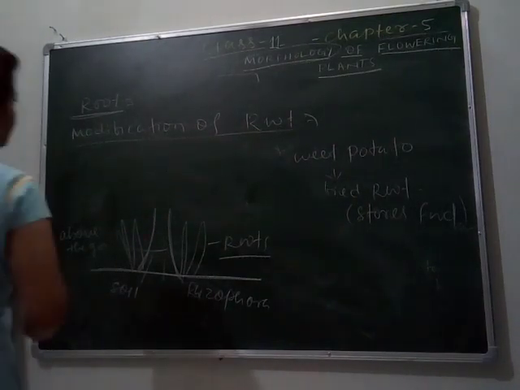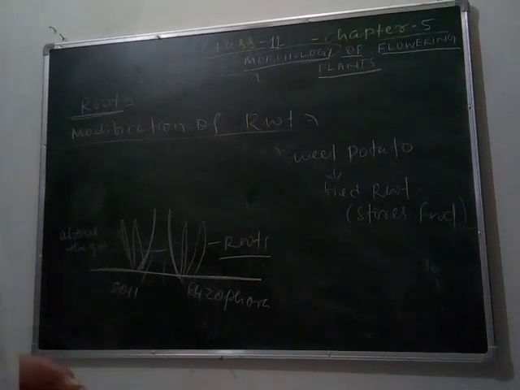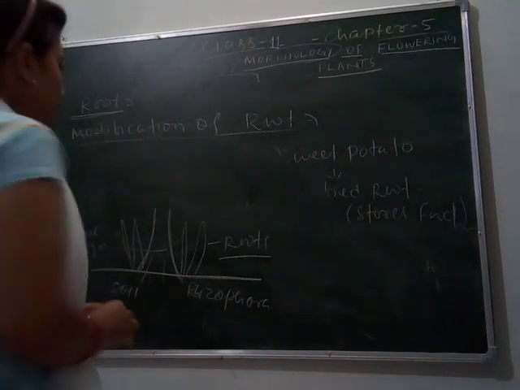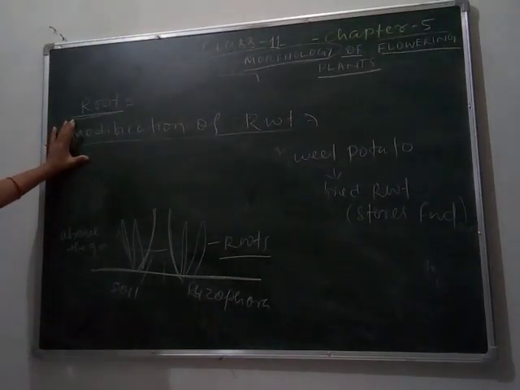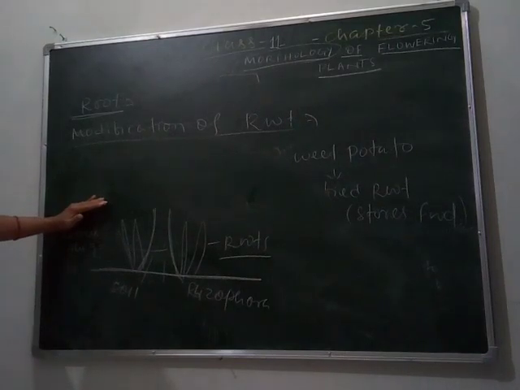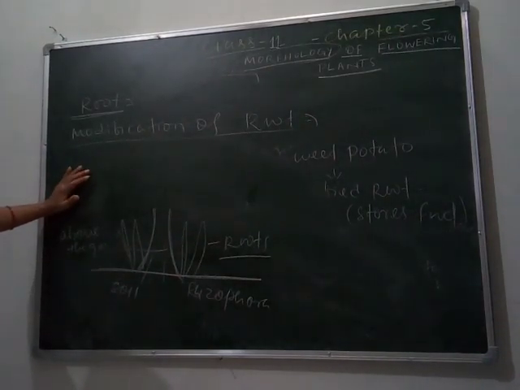Next topic is root modified for storing food. Here we have studied that root modification is done for storing food, for respiration, and for giving support, like in the case of maize. So next is our shoot system.